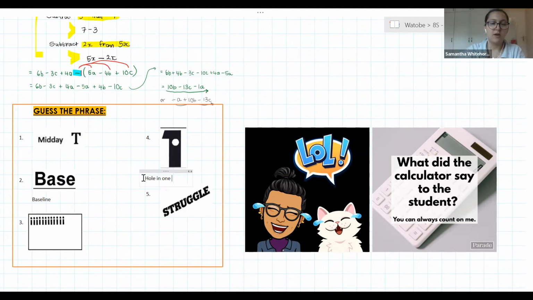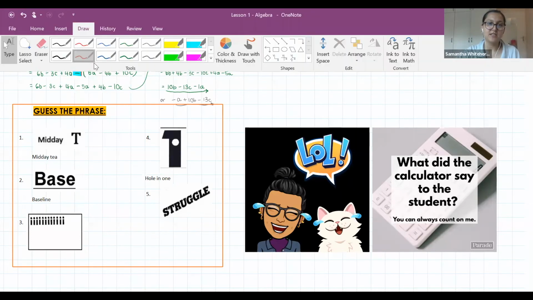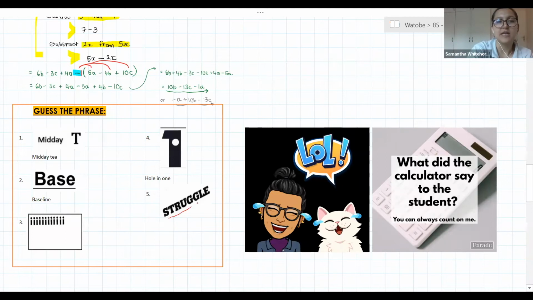Kanya, excellent. Number 1 is midday tea, if that's something you do. The other class also struggled with the last 2. I'll give you a hint. The struggle is going up. And the eyes are all high up in the block, and there's a line of them. Those are my clues. So the struggle is going up, and the eyes are high up in the block, and there's a line of them.